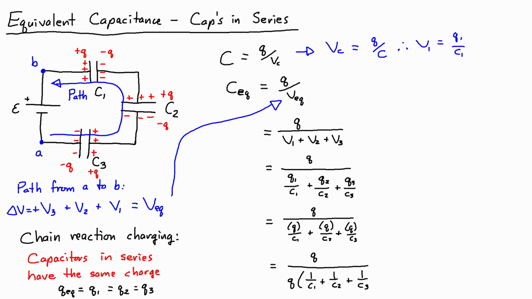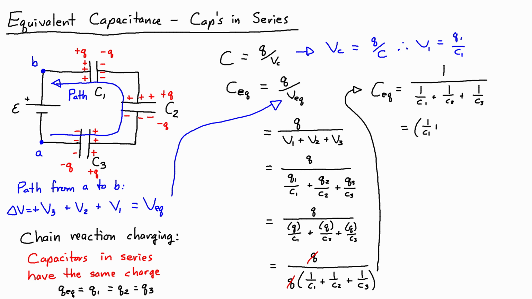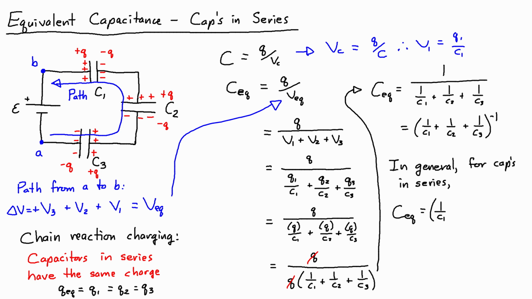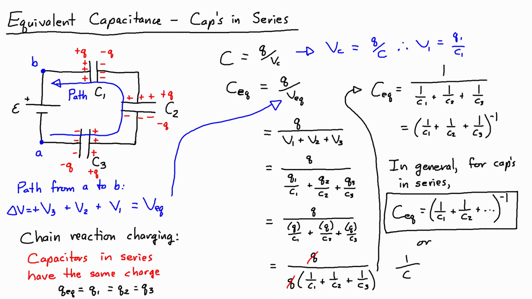Then I pull out the common Q in the denominator, and the Q's cancel out. Then the equivalent capacitance for these three capacitors in series is just 1 over C1 plus 1 over C2 plus 1 over C3, all to the power of negative 1. In general, for any number of capacitors in series, the equivalent capacitance is just the sum of the inverted capacitances, all to the power of negative 1. And I like this form of the equation because it's easy to plug into my calculator. But you might also see it as 1 over the equivalent capacitance is equal to 1 over C1 plus 1 over C2 plus etc., depending on how many capacitors you actually have in series.